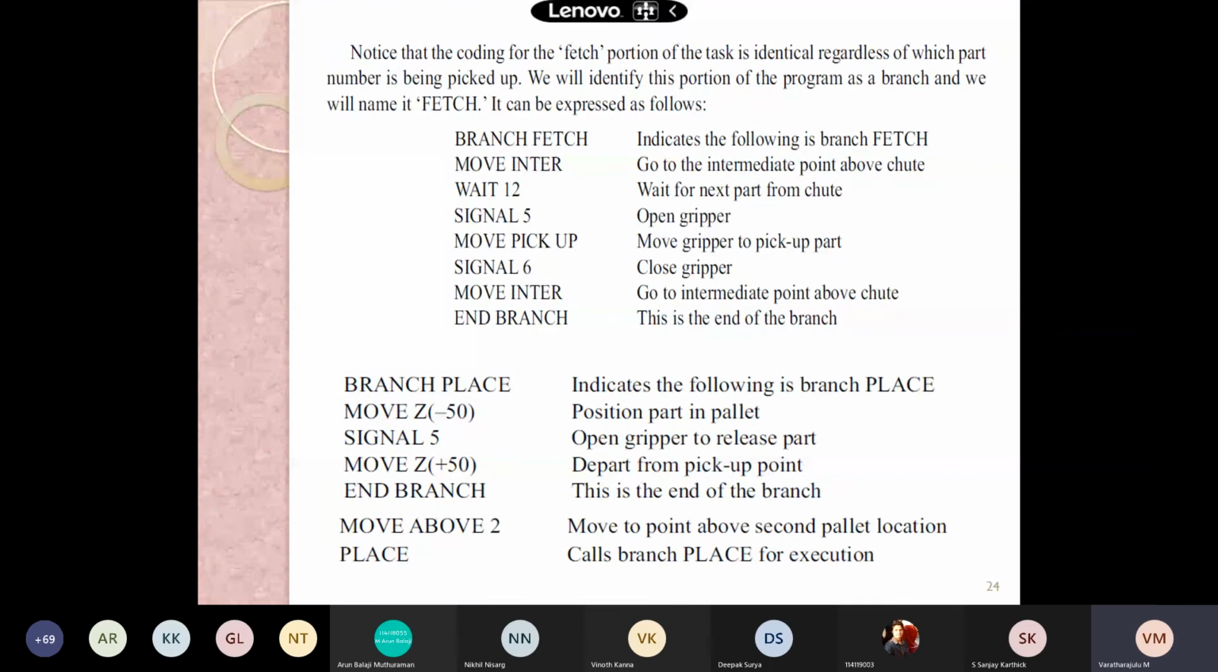Move Z minus 50, position part in palette, signal 5, open gripper to release part, move Z plus 50, depart from pickup point, end branch, this is the end of the branch, move above 2, move to point above second palette location and place. Call branch place for execution.